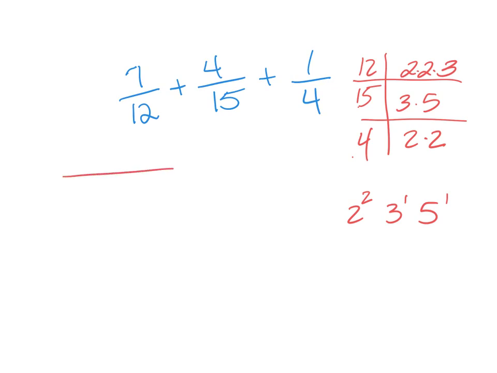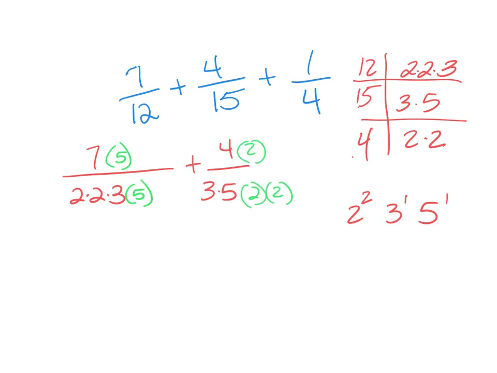So when I have 7 over 12, I have 7 and 2 times 3. What am I missing in that base? 5. The 5. So I have to put it upstairs and downstairs. Everybody see that? Yep. And now when I have the 4, over 3 times 5, what am I missing there? 2 2s. Very good. So I put 2 2s here and 2 2s there. And when I have 1/4, keep doing that.